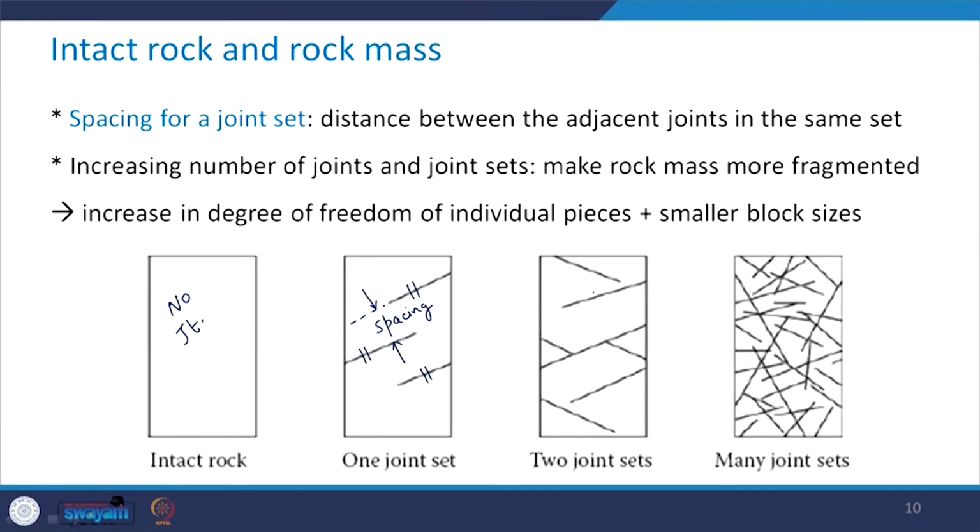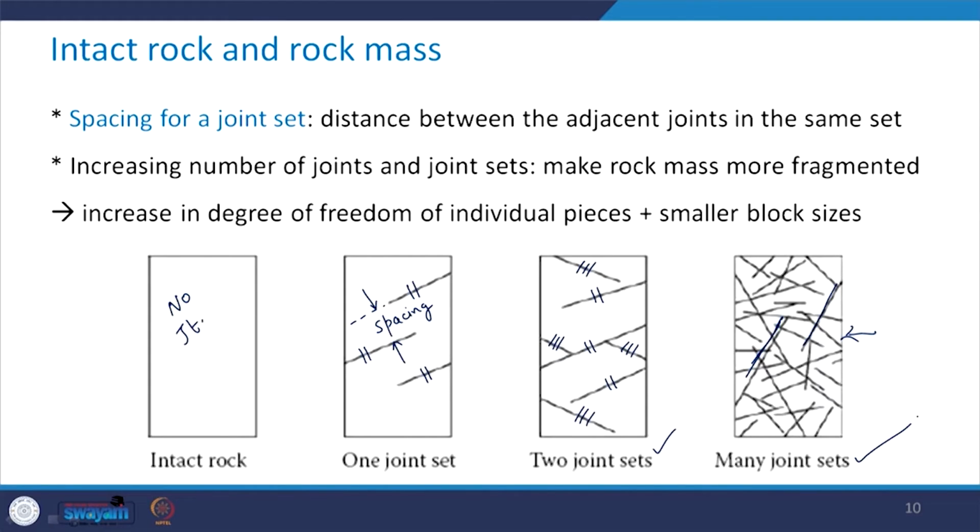Come to the next figure. Here you have two joint sets. You see this and this, they are parallel. Then these are parallel to each other. So there are two joint sets. Then the last one has many joint sets, because here we really cannot make out how many joint sets there are, because you see that this line is parallel to this line, and likewise there are many combinations of such parallel lines. So we are calling this many joint sets.